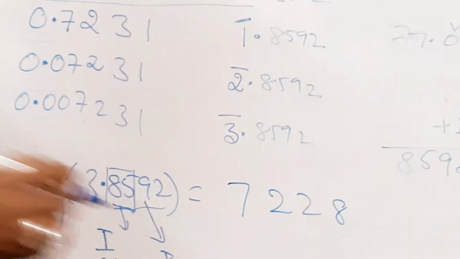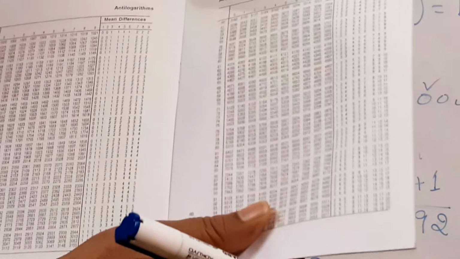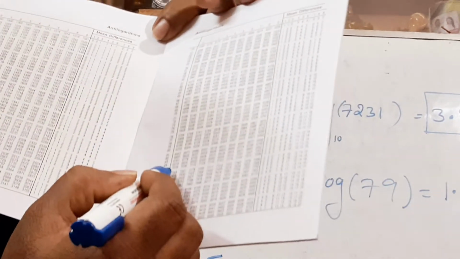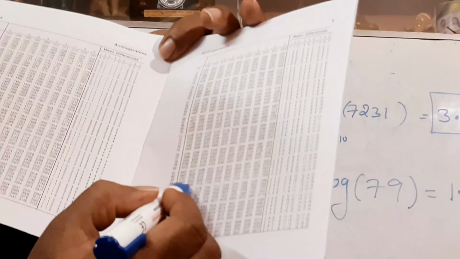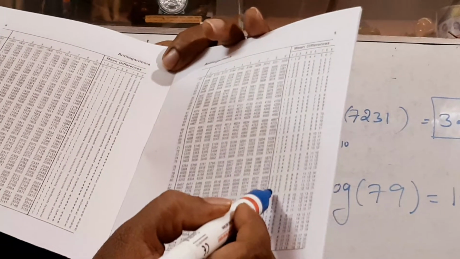So we have to take one more number here, the last digit, the fourth digit, which should be in the mean difference. What is the mean difference value here? 2. So for the corresponding 2, you have to add that. Corresponding 2 means second column here, at 0.85, it is 3. That 3 has to be added to this number. You have to add 3 to this number.